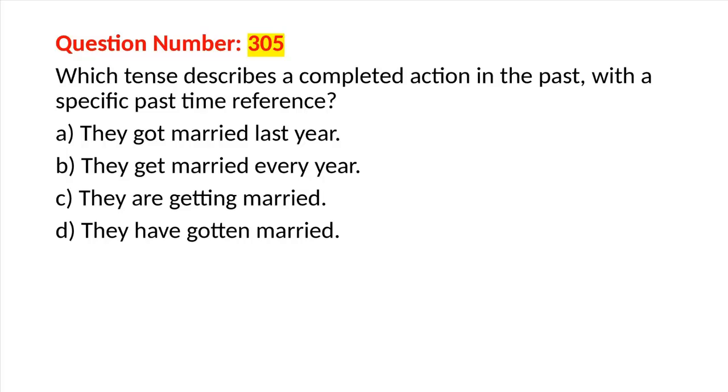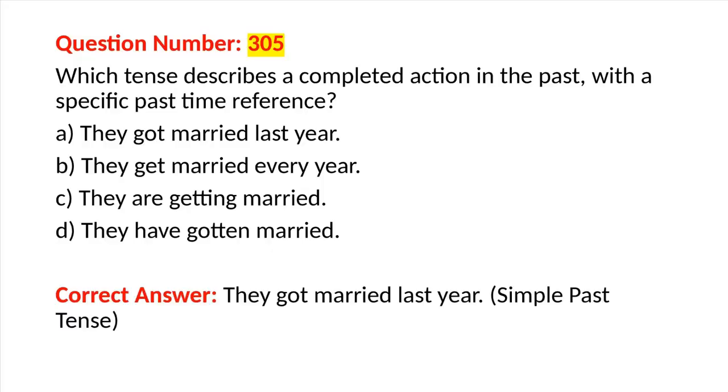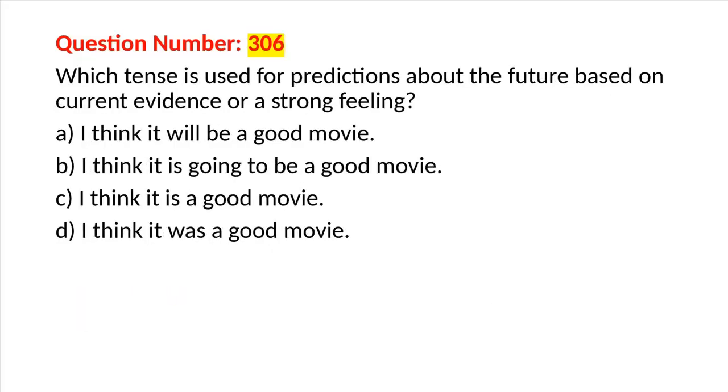Question number 305. Which tense describes a completed action in the past, with a specific past time reference? A. They got married last year. B. They get married every year. C. They are getting married. D. They have gotten married. Correct answer, they got married last year. Simple past tense.